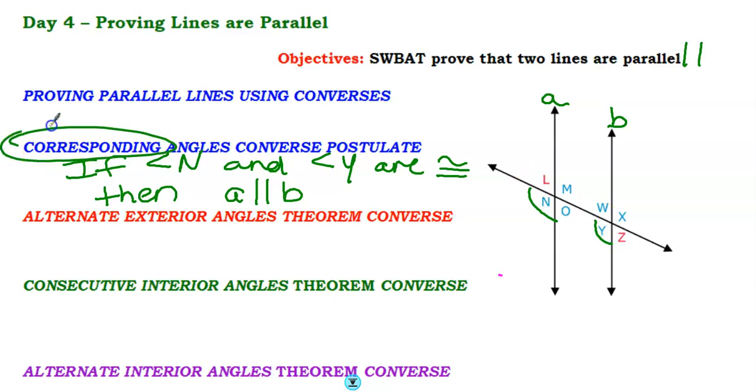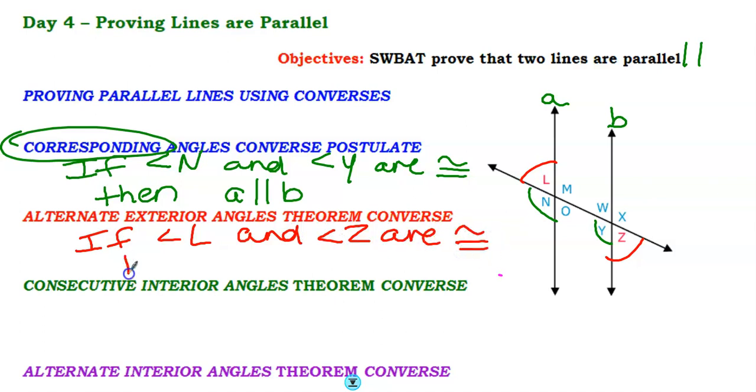Now let's try it with alternate exterior. Same idea. So if angle L and angle Z are congruent, then A and B are parallel. Lines A and B are parallel, okay, because those are alternate exterior.